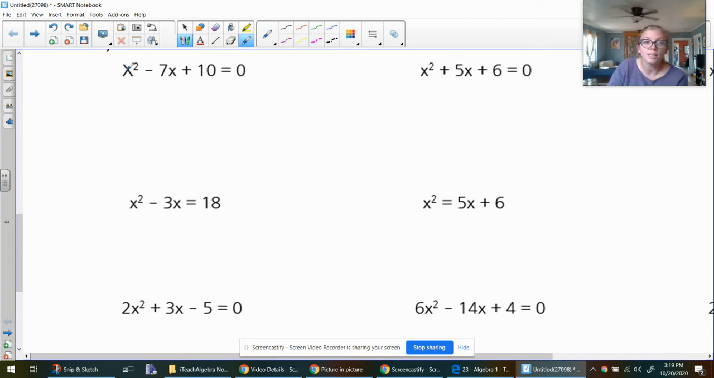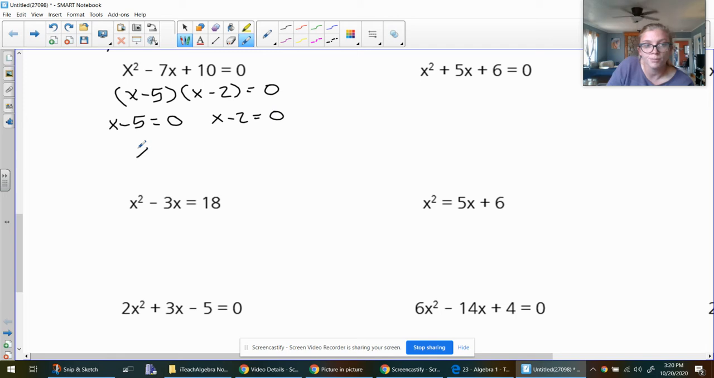So in this example, we need to think what two numbers multiply to 10 and add to negative 7. Those are the numbers I'm going to use to factor. So those two numbers would be -5 and -2. When I set each of those equal to 0, I end up with x equals 5 and x equals 2.